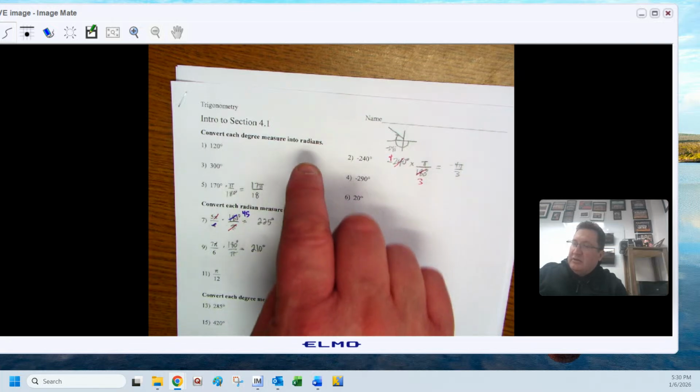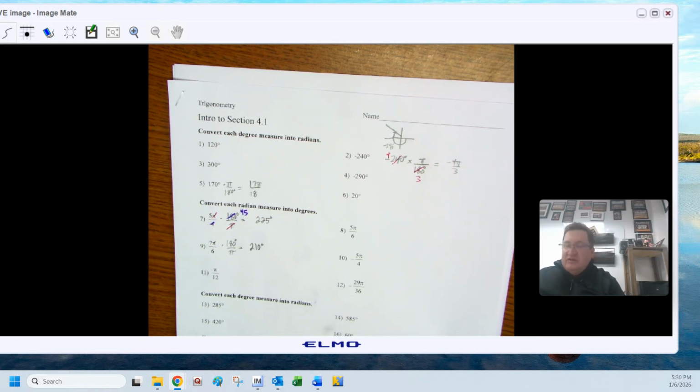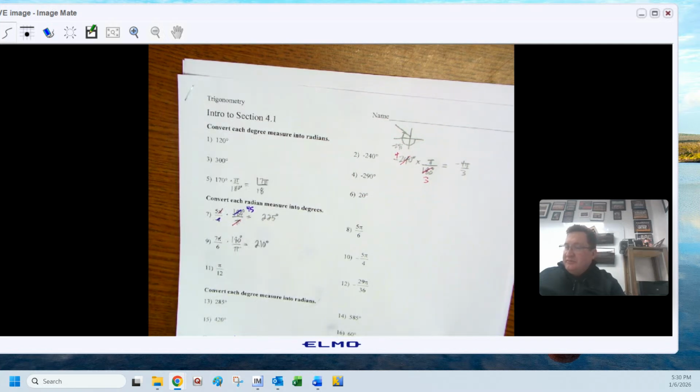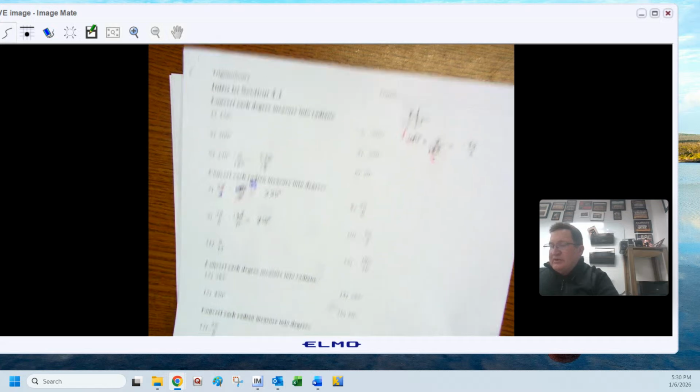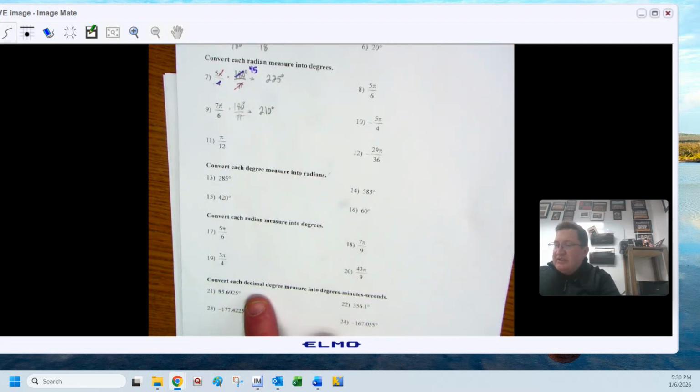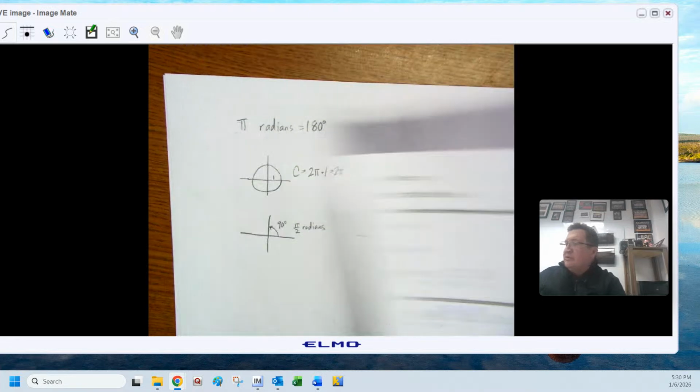If you look at your assignment here, the first 20 of them are just like that. You're converting radians into degrees or vice versa. So we're going to either multiply by pi over 180 or 180 over pi, depending on which direction we're going. On the next part of the assignment, it talks about decimal degrees and degrees, minutes, seconds. Let's go back to a blank piece of paper here.